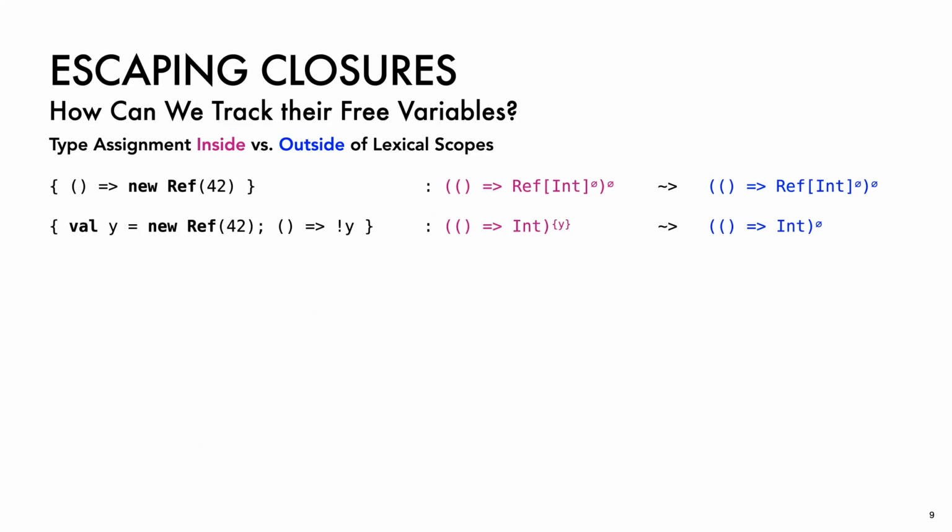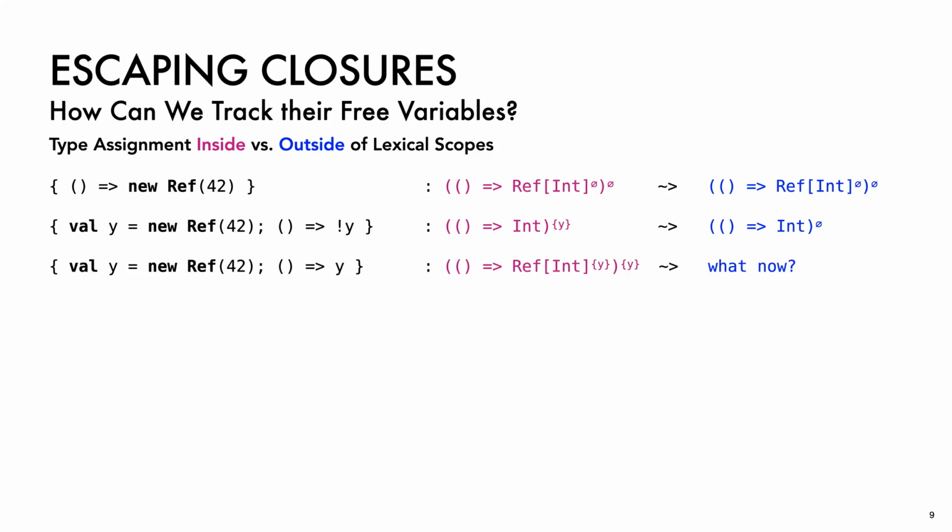It gets more interesting if we add a local binding, such as this Y reference inside of the scope, and then we close over it. Inside, we can see that this is showing up in the free variable, so it's going to be part of the qualifier. But outside, it's not visible anymore, and then we just delete it. And this correctly conveys the intuition that for outside scopes, there is no observable sharing.